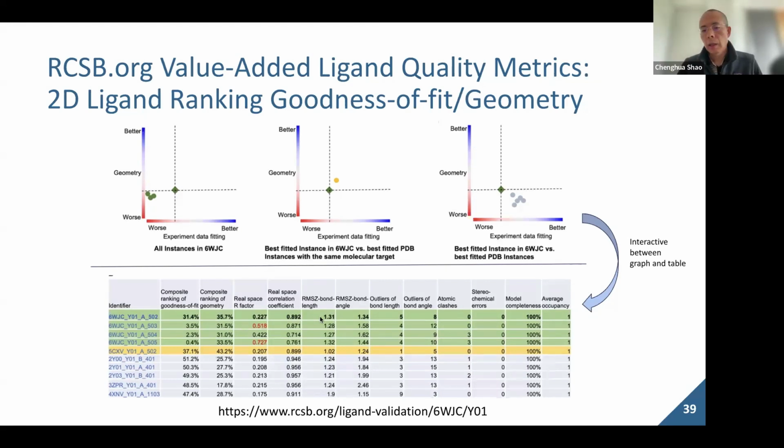One ligand can be present in multiple structures. And to help users choose the best ligand structure among multiple structures, we implement a comparison between the structures. In the middle graph is a comparison between the best fit ligand instance in this entry, 6WJC, versus the best fit PDB instance in other structures with the same molecular target, which means the same protein. And the one on the right is a comparison between this ligand structure and any other structures with the same ligand. And you can always see the detailed metrics in a tabular format in the interactive mode.